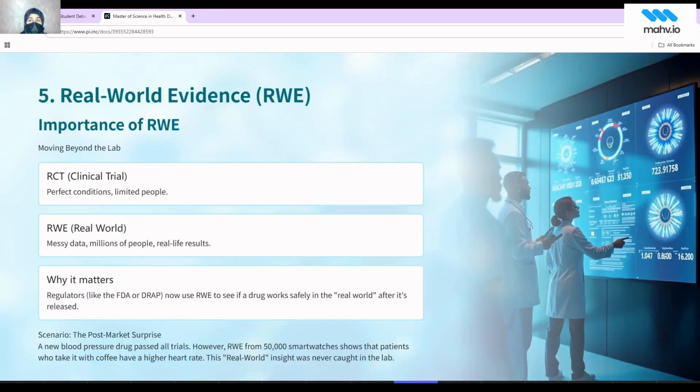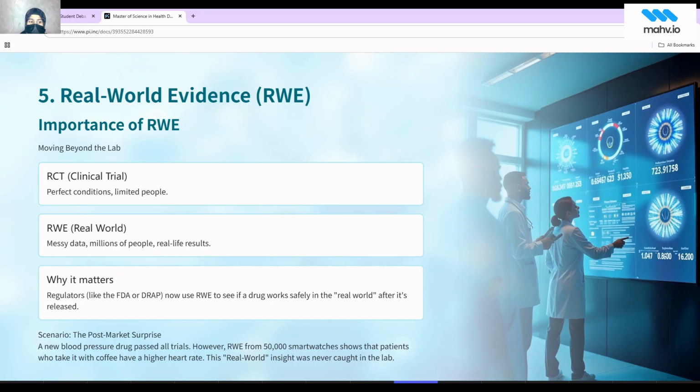Then the real world evidence: the importance of real world evidence, moving beyond the lab. An RCT, a clinical trial, runs under perfect conditions with limited people. Real world evidence is messy data from millions of people, with real life results. Why does it matter? Because we are working and living in the real world environment, so we need information about it.